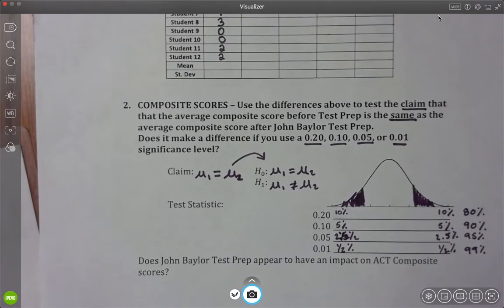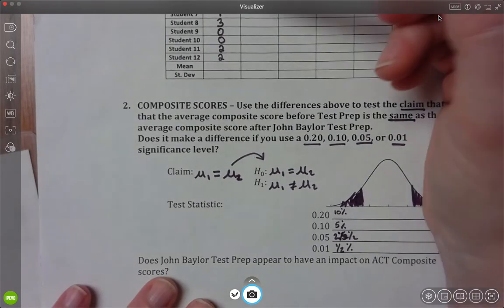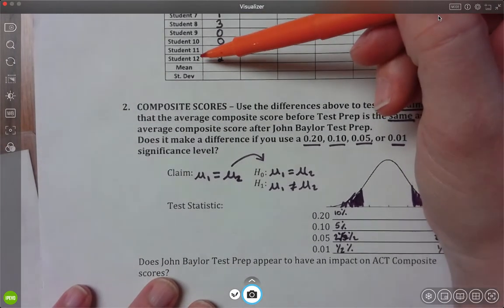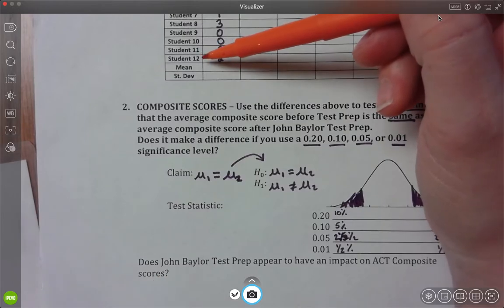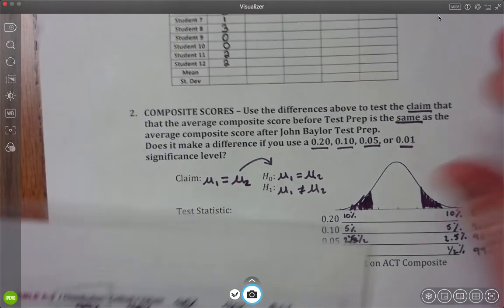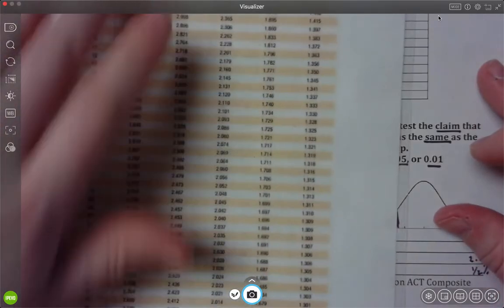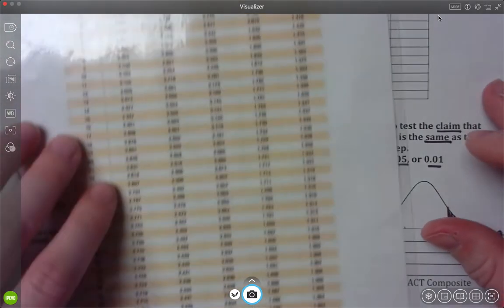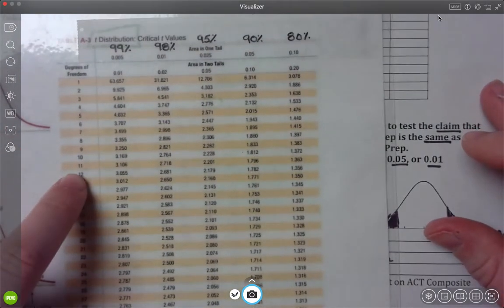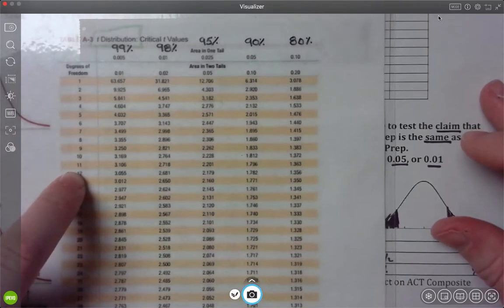So the Z or T table. We have 12 students, which means that that's less than 30, which means I'm going to have to use the T table. So the T table I have here. And since there's 12 students, I'm going to use 11 degrees of freedom, right here. And then let's go ahead and write each one of these numbers down.